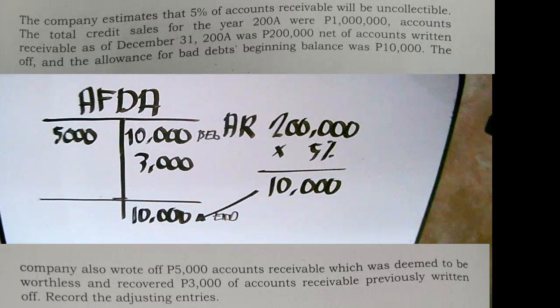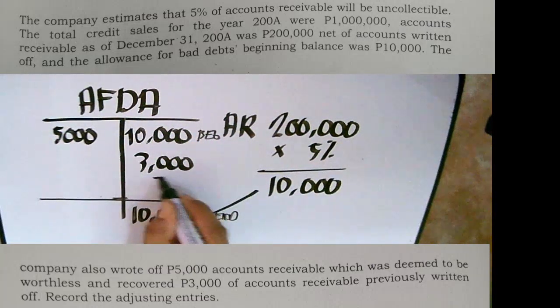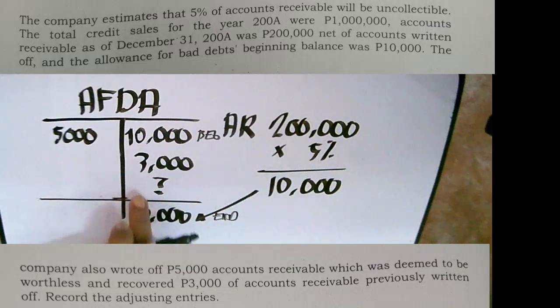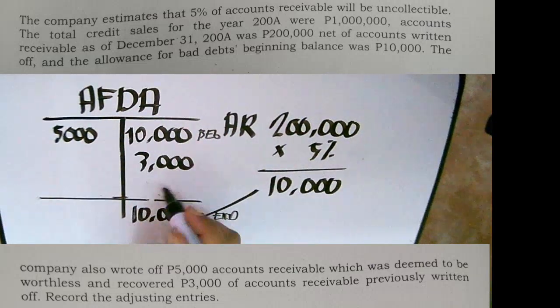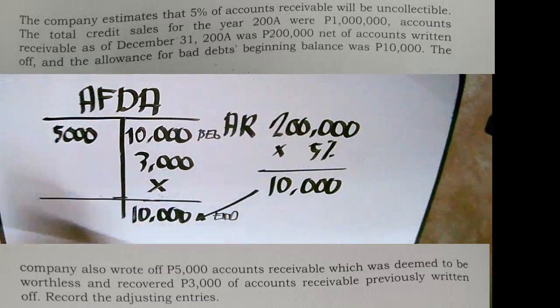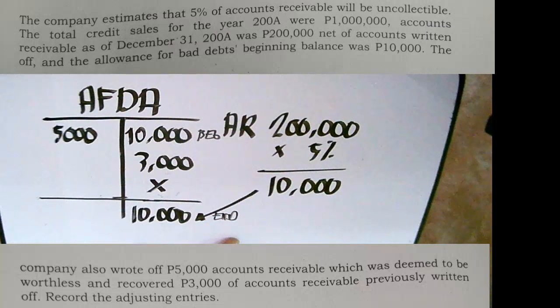So, ang question ngayon, magkano ba yung doubtful accounts expense natin? Dito yan siya makikita. Magkano itong amount na ito? Magkano yung doubtful accounts expense? Kasi ang alam lang natin, meron tayong end na 10,000. Again, kapag tinanong tayo ng entry for our AFDA, hindi natin pwedeng isagot ito, 10,000. So, dapat kunin mo talaga yung doubtful accounts expense dito.